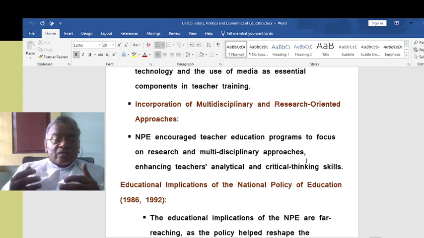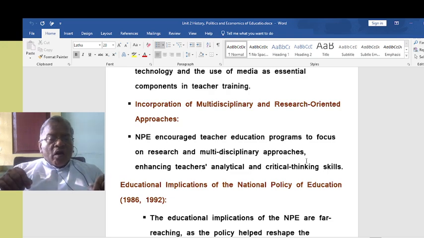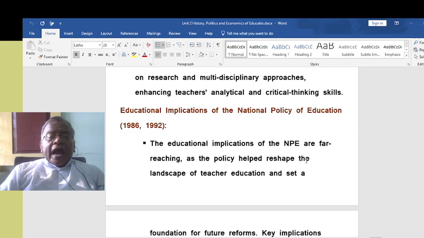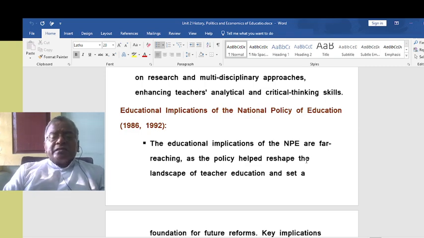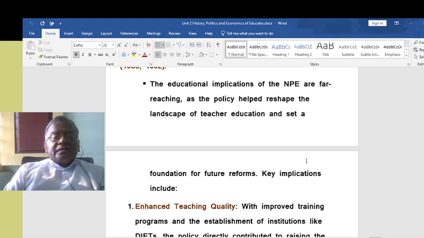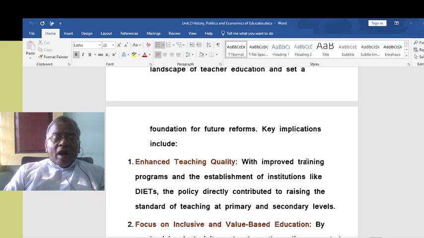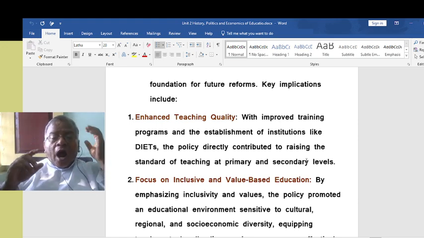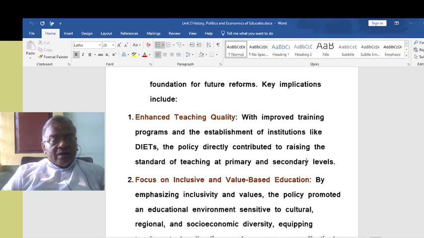Now, let us discuss the educational implications of the National Policy of Education in modern education today. The educational implications of the NPE are far-reaching as the policy helped to reshape the landscape of teacher education and set a foundation for future reforms. Key implications include enhanced teacher quality. With improved training programs and the establishment of institutions like DIETs, the policy directly contributed to raising the standard of teaching at primary and secondary levels.